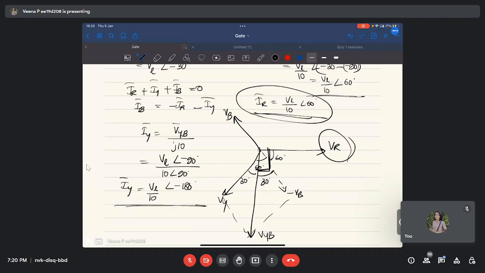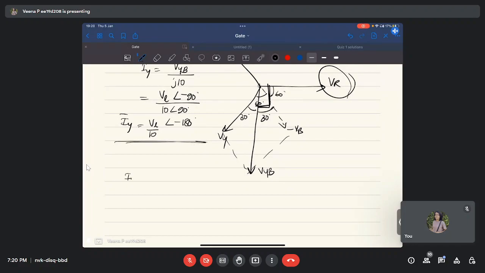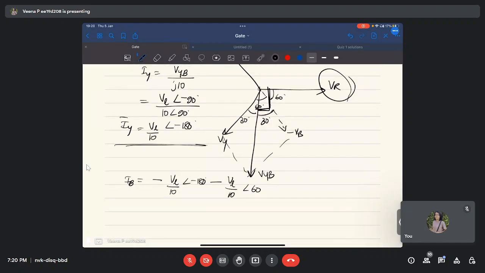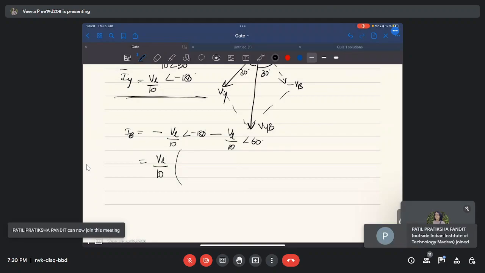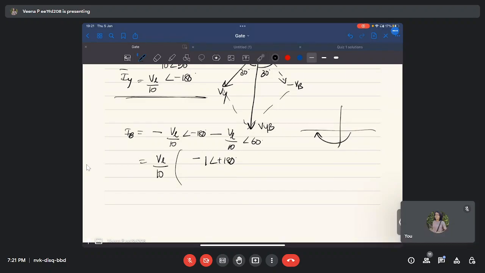So now you have IR and IY. So your IB is minus VL by 10 angle minus 180 minus VL by 10 angle 60. So this is VL by 10 times minus 1 angle minus 180 and plus 180 are the same. Minus 180 means this point, plus 180 means you will rotate in the same direction of the vector rotation. So minus 1 angle 60. So this is VL by 10. If you put it in the calculator, you will get it as 1 angle minus 60.